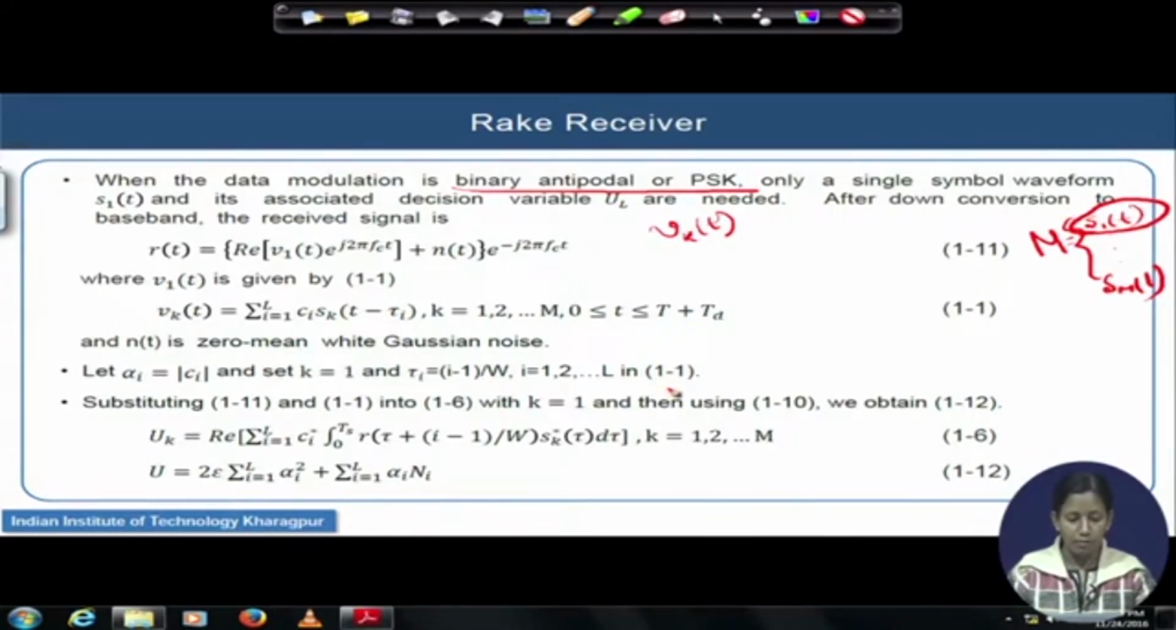If I now substitute all this expression in equation 1.11, and put the values in the expression 1.6 that we developed in the last module, then finally we end up with the decision variable as equation 1-12, where alpha i is given by mod of Ci, and capital Ni is associated with the noise samples associated with each and every path.